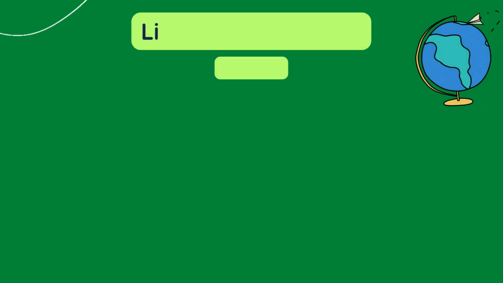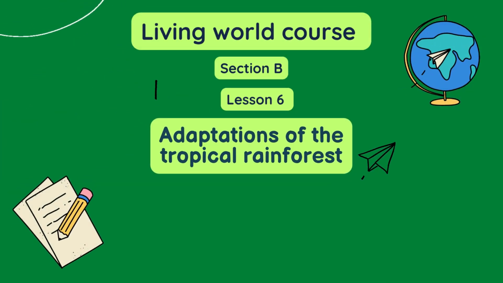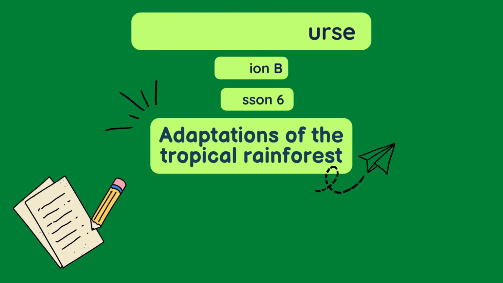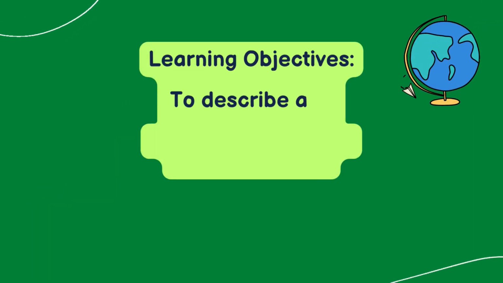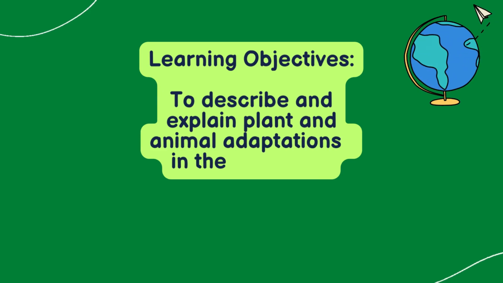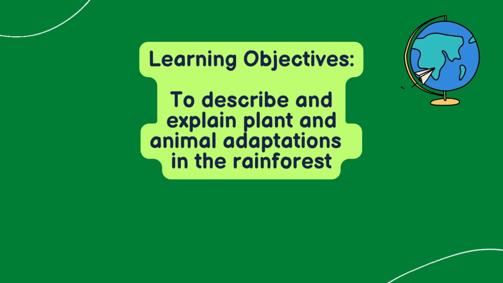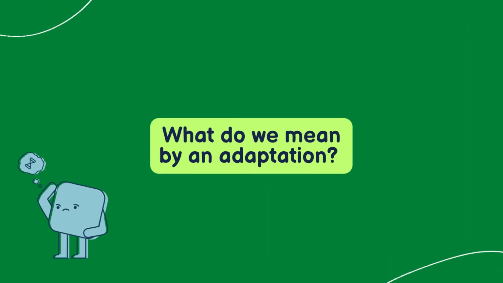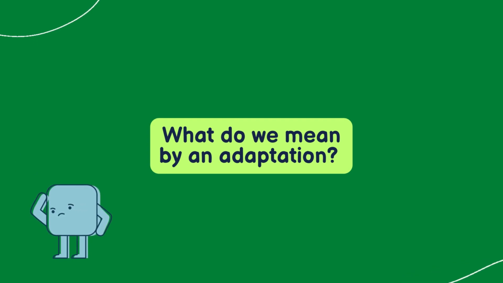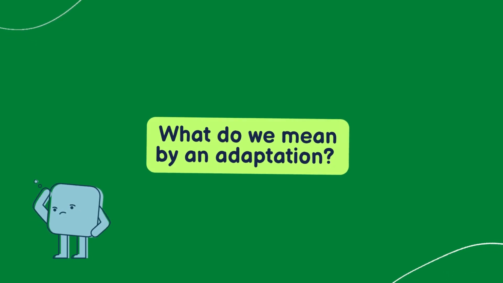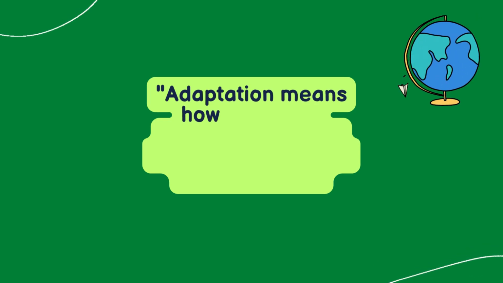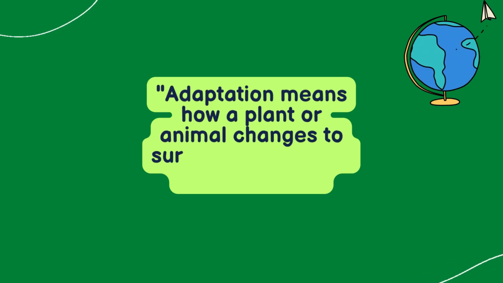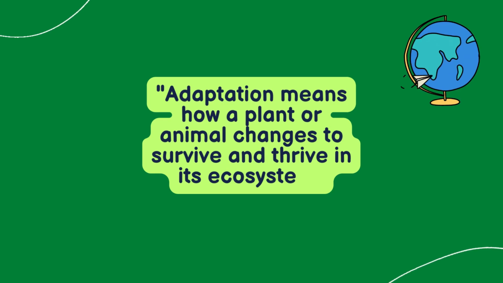Right, now lesson 6 is about adaptations in the rainforests, and the learning objective is to describe and explain plant and animal adaptations in that rainforest. So what do we mean by an adaptation? Well, an adaptation means how a plant or an animal changes to survive and thrive in its ecosystem.